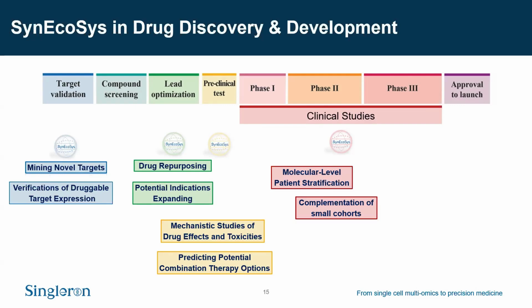So during preclinical tests, we can run in silico toxicity tests, much cheaper, and monitor side effects. But SynEcoSys can also predict effects of combined therapies. To save time and money in clinical phase, we could better select suitable patients and also extend the database in case of small cohorts.